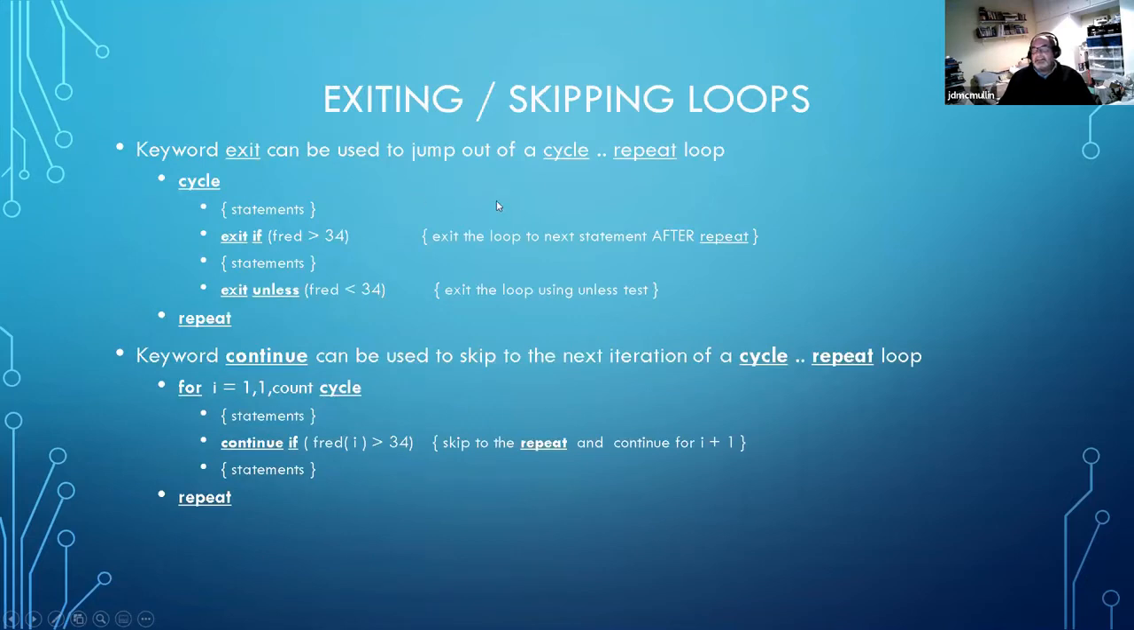You can skip out of loops by using the exit statement. So you can say exit if Freddy is greater than 34, and it goes straight to the statement after the repeat.